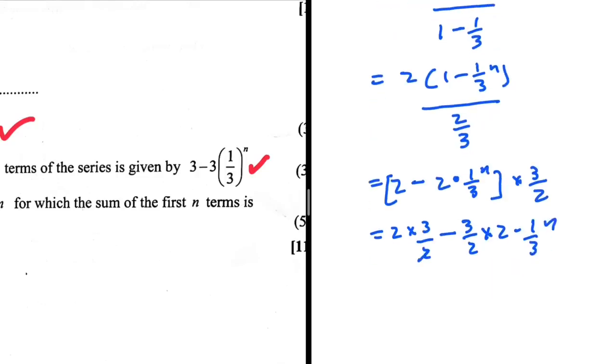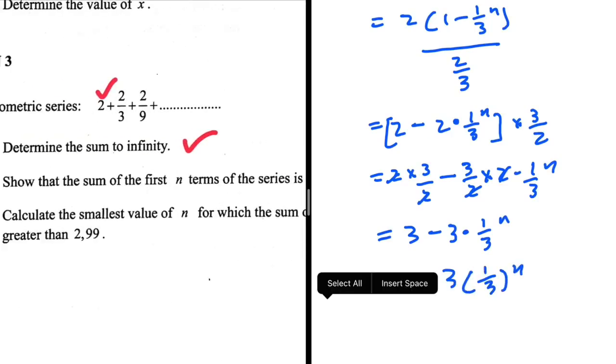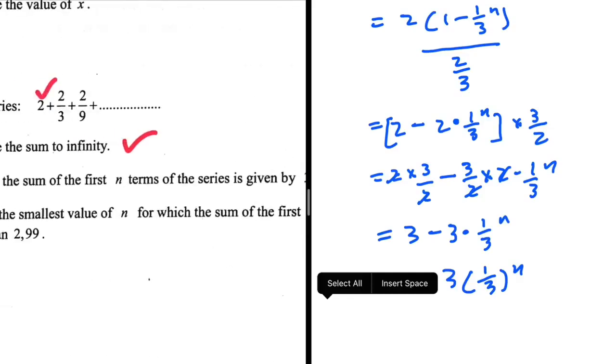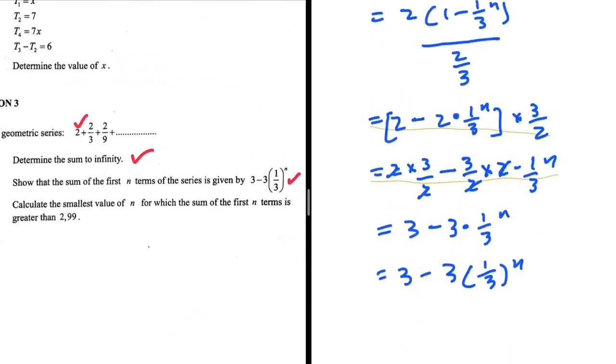So take a look at this. 2 and 2 cancel out. We are left with 3. 2 and 2 cancel out. We are also left with 3. So minus 3 multiplied by 1 over 3 to the power n. Well, this is just 3 minus 3, 1 over 3, everything to the power n. There we go. We have shown that the sum of the first n terms of the series is given by that expression. Not too difficult.